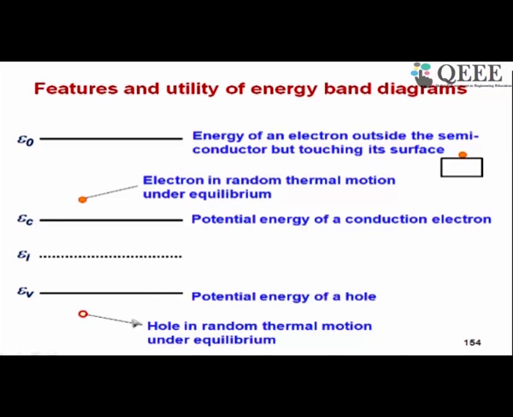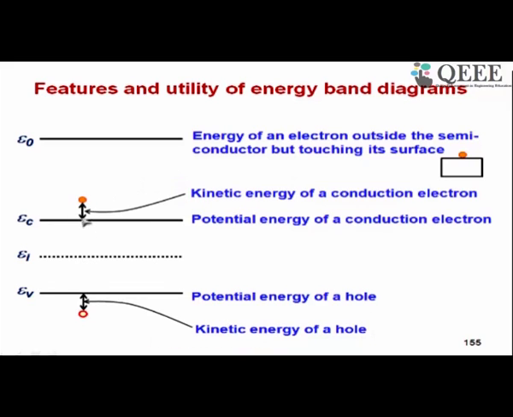And similarly, if you want to show a hole which is having kinetic energy, as the hole gains kinetic energy, it moves down in the energy band diagram. In energy band diagram, increasing electronic energies are shown upwards and decreasing electronic energies or increasing hole energies or increasing positive energies are shown downward. So as the hole gains kinetic energy, it moves down in energy band diagram. As electron gains kinetic energy, it moves up. So this difference is the kinetic energy of the electron. Difference of the energy of the electron from EC is the kinetic energy of a conduction electron, and this is the kinetic energy of a hole.